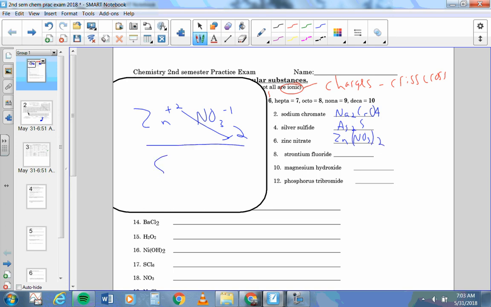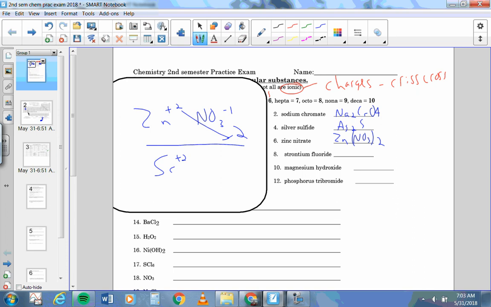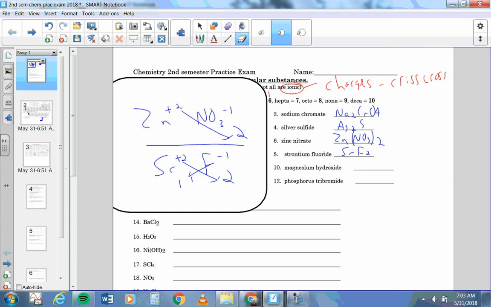Strontium, Sr with a +2. Let's double check. Sr with a +2. Fluoride, F with a -1. It's going to take two of those and only one of those. SrF2.